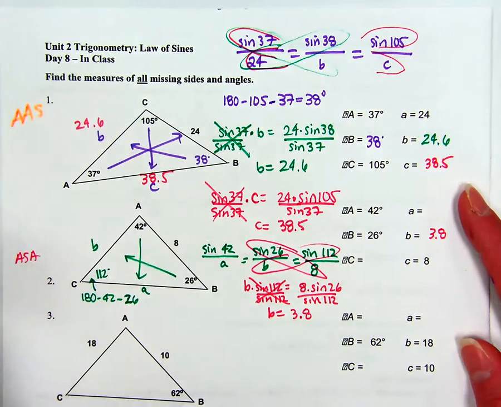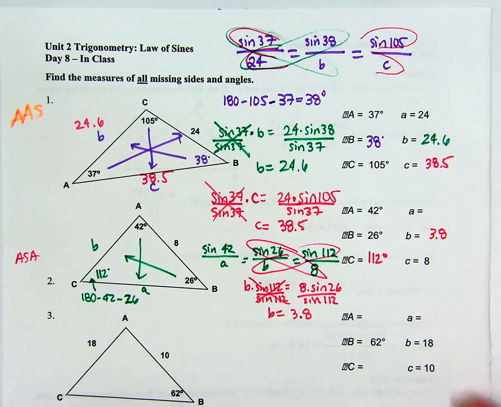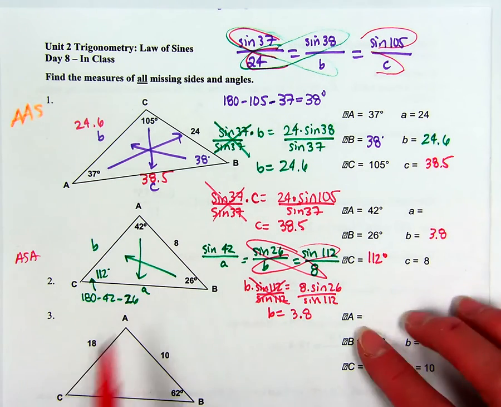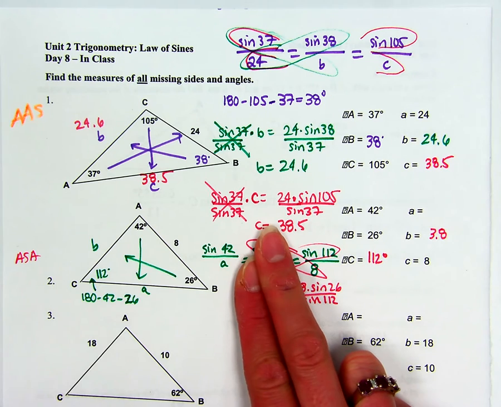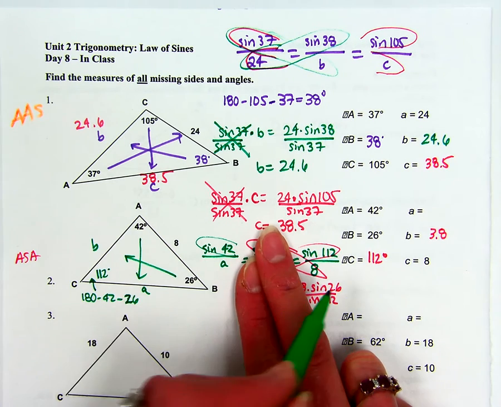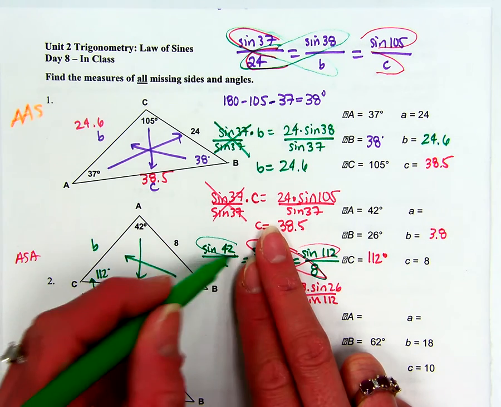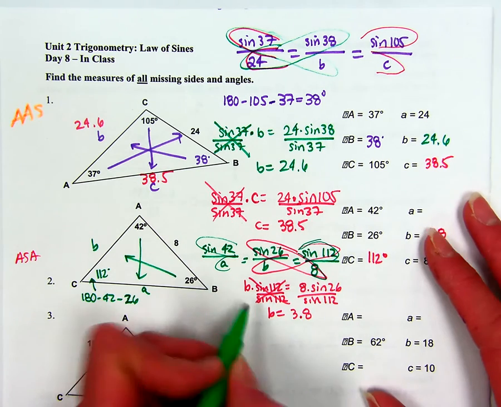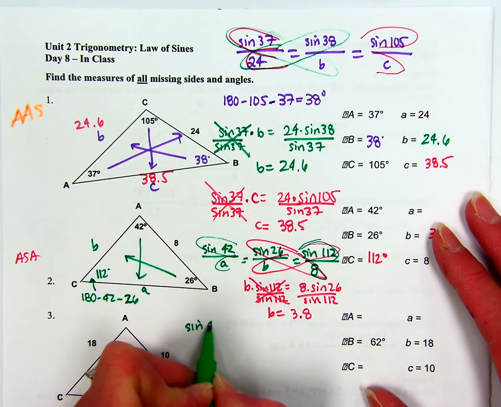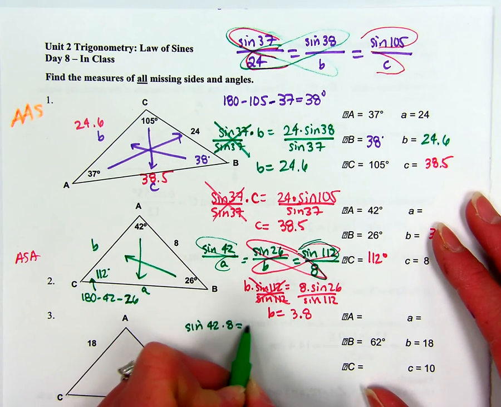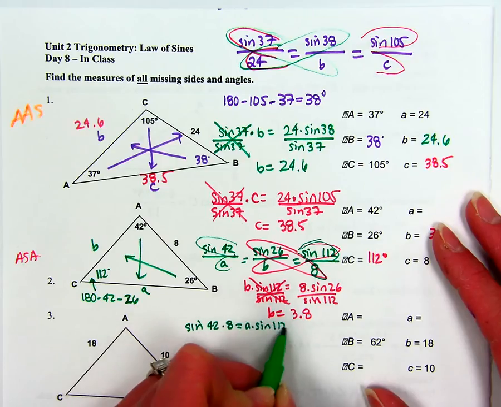All right, we also found angle C earlier. That's 112 degrees. So I'm going to keep going. I'm going to cross multiply. This time I'm going to cover up my middle fraction. I'm going to cross multiply sine of 42 times 8 and a times sine of 112. So sine of 42 times 8 equals a times sine of 112.